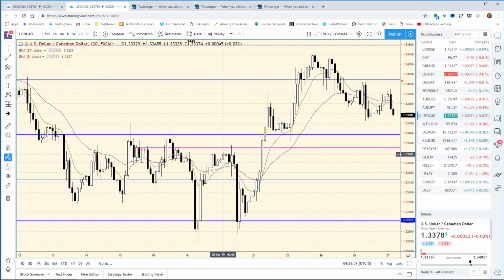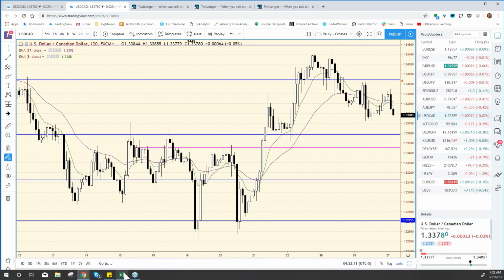But really, we can go as low as here, 33.38. It's all dependent on crude oil. If crude oil makes another pop back up to the 60, I think we can get as low as 33.38. But for right now, we'll go with 33.45.